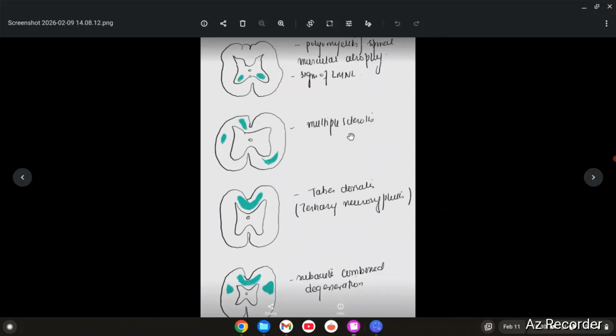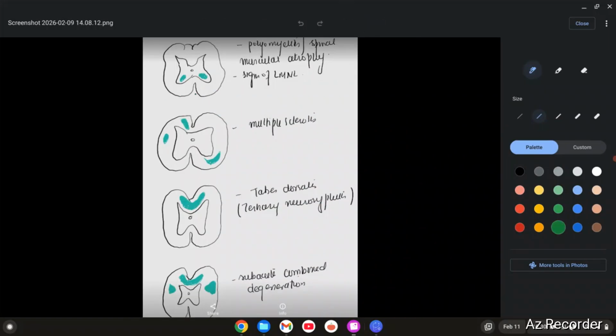So if you have the isolated involvement of anterior horns. Now anterior horns contain the motor fibers, right? If you have the isolated involvement of the anterior horn, the particular disease responsible is poliomyelitis or spinal muscular atrophy. Now in this disease the patient will have signs of lower motor neuron lesion, which are decreased tone, there will be fasciculations, there will be decreased reflexes and all of that stuff. So this is number one.